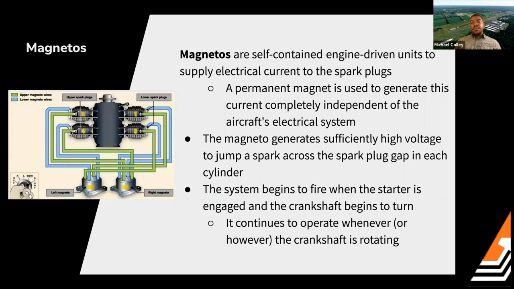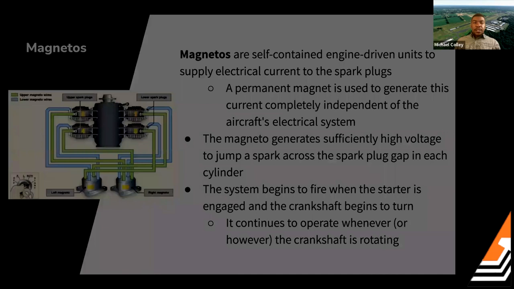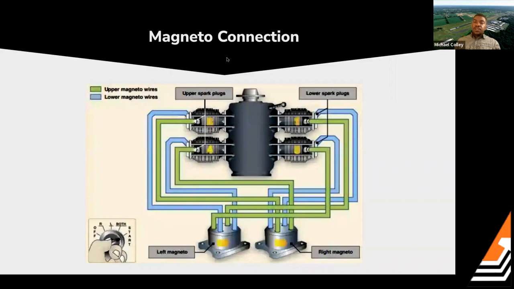And when you do go up to the run-up area and you're checking the left or the right mag, you're checking each of these redundant systems, making sure that they're firing correctly and operating sufficiently. Continuing through, here's a closer little diagram of what that looks like that you guys can take a look at once we provide you with these slides.